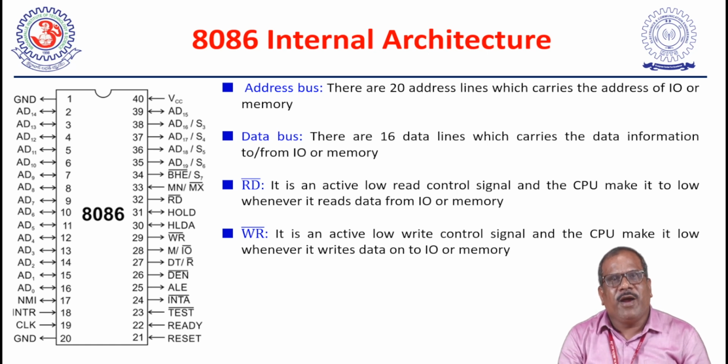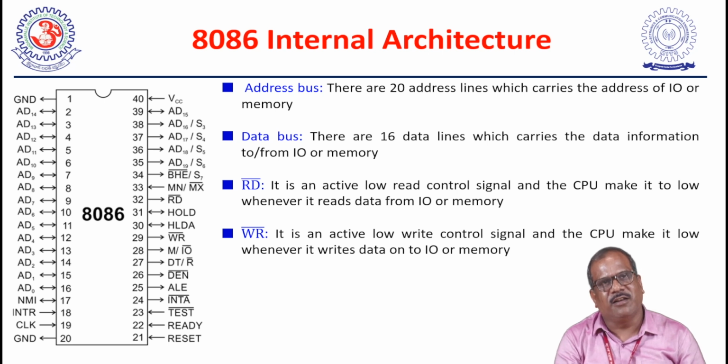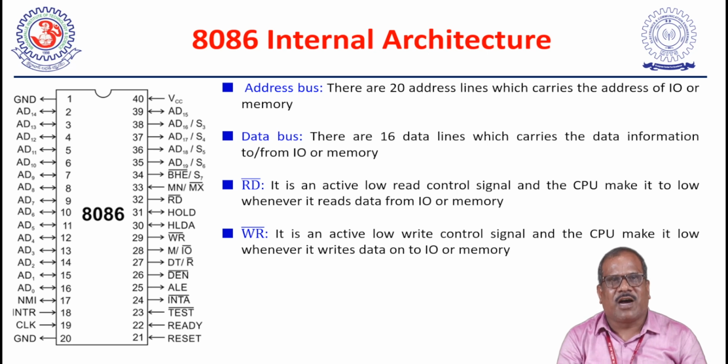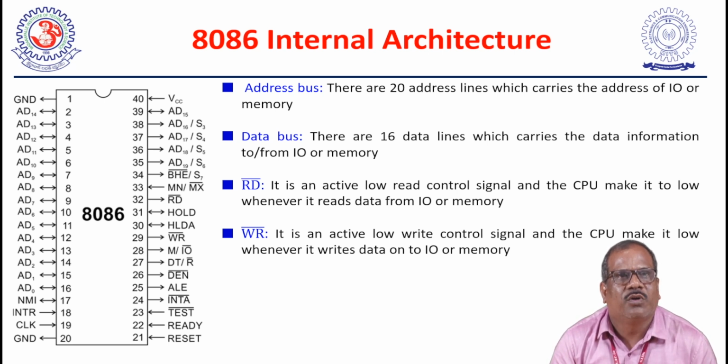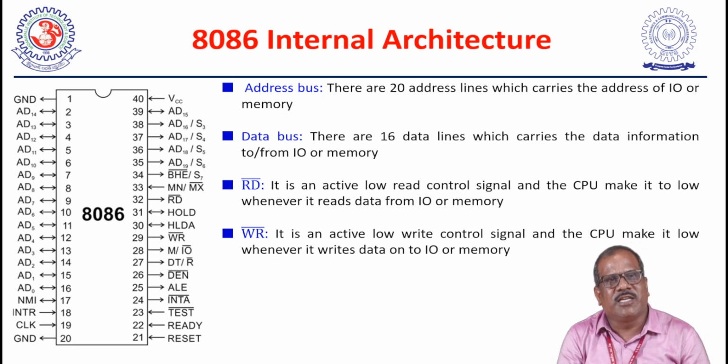Then the remaining address lines, A16 to A19, are combined with status signals. This produces the multiplexed address status signals. Our multiplexed address data line signal numbers run from 2 to 16: signal number 16 is AD0, signal number 15 is AD1, 14 is AD2. These are all the multiplexed address data lines.